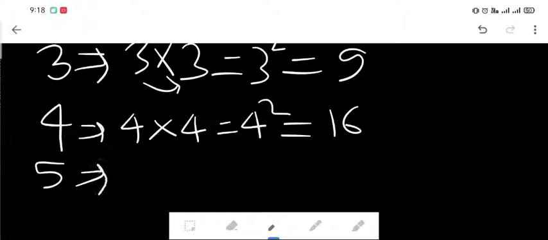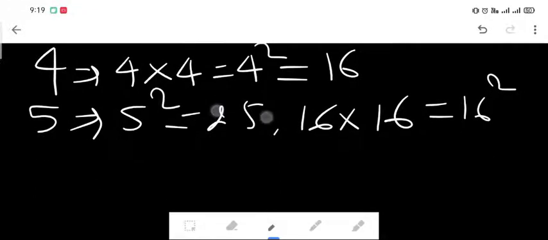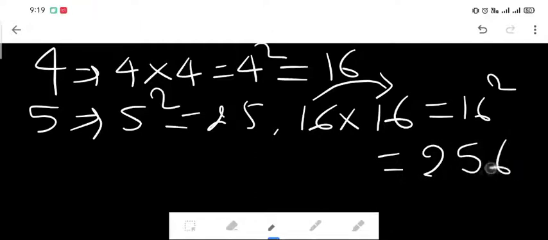Similarly, 5 square is equal to 25, and the square of 16 is 16 into 16, which can be written as 16 square. Then what is the value? We have to find the product of 16 and 16, which will be equal to 256. Therefore, the square of 16 is 256.